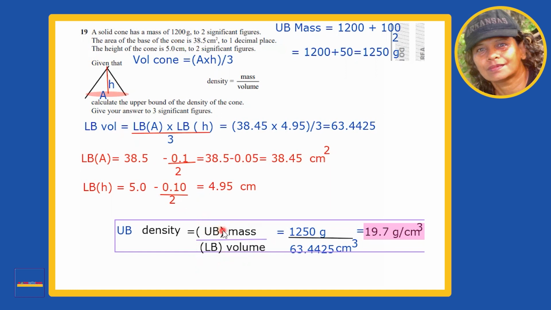So upper bound of the mass. Now we've been given that the cone has a mass of 1,200 to two significant figures. Two significant figures is basically, we're looking at 100, because it's 12 to two significant figures. So we take what's left of it, which is 100, and divide by 2, and that's 50. So the upper bound of the mass is going to be 1,200 plus 50, which is 1,250. And that's how we calculate the numerator.